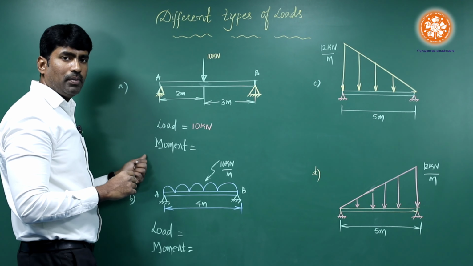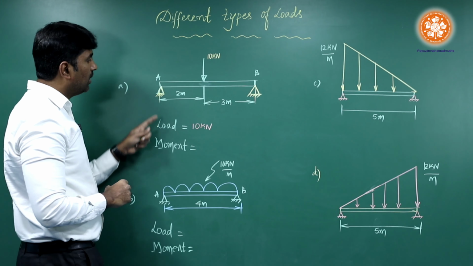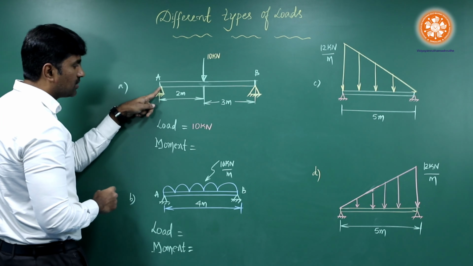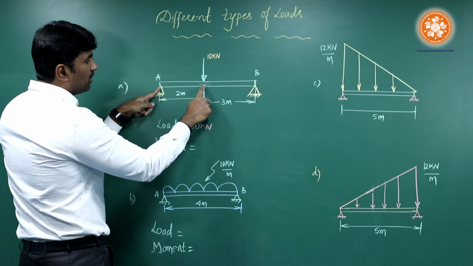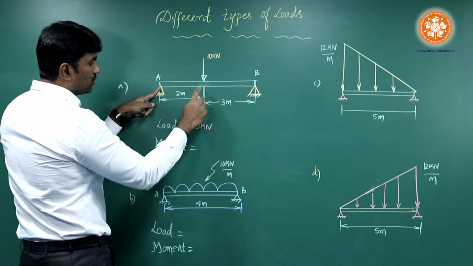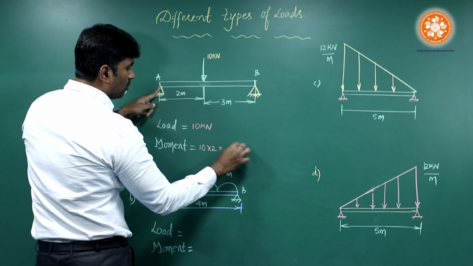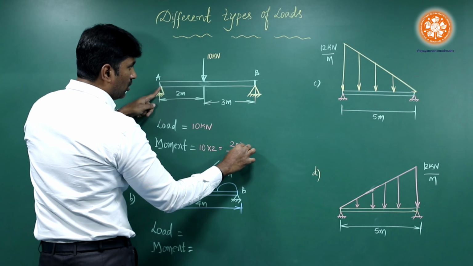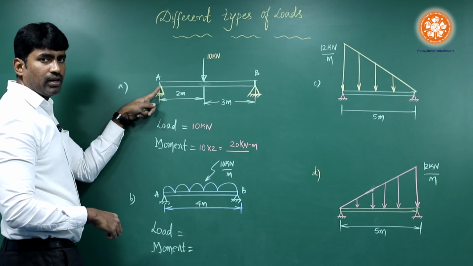We all know moment is equal to force into the perpendicular distance. Taking point A as a reference, this is a load and the perpendicular distance would be this 2 meter. So 10 into 2 is equal to 20 kilonewton meter would be the moment.